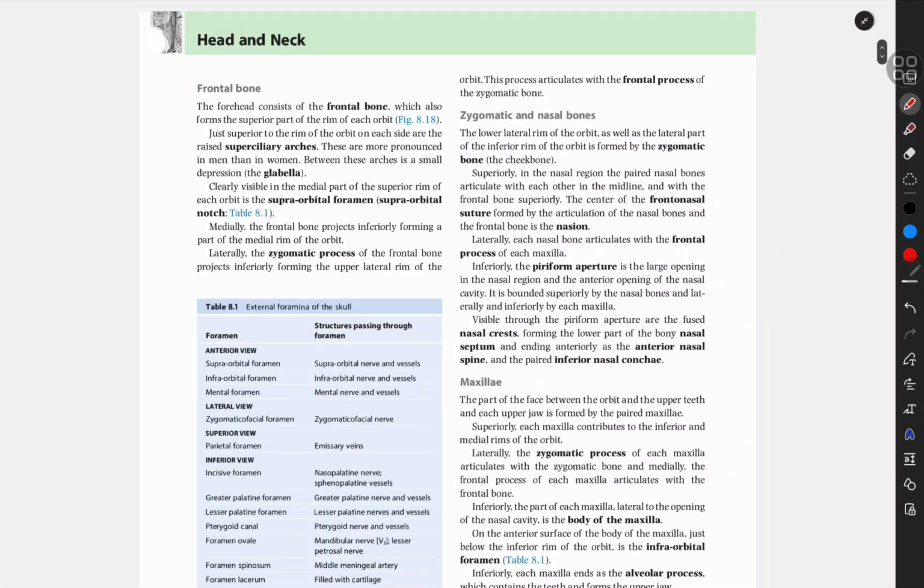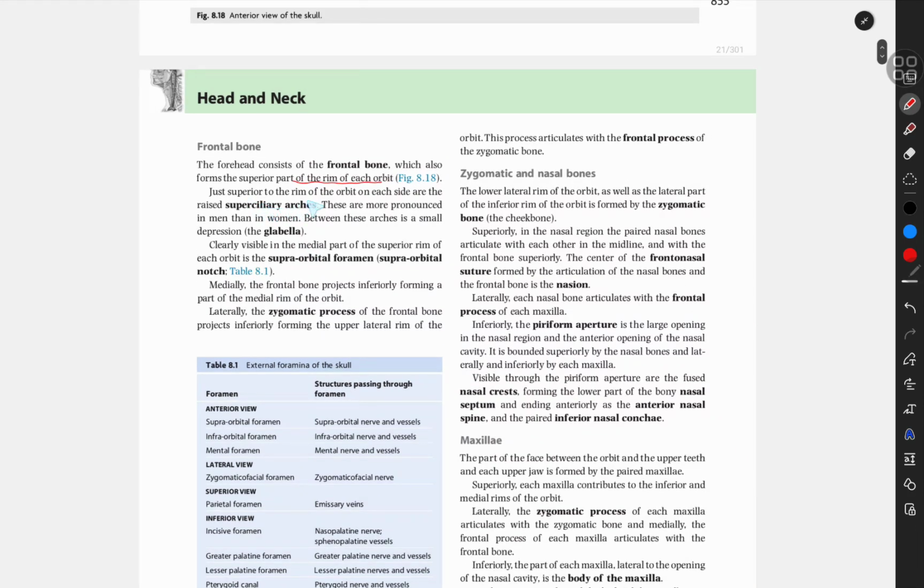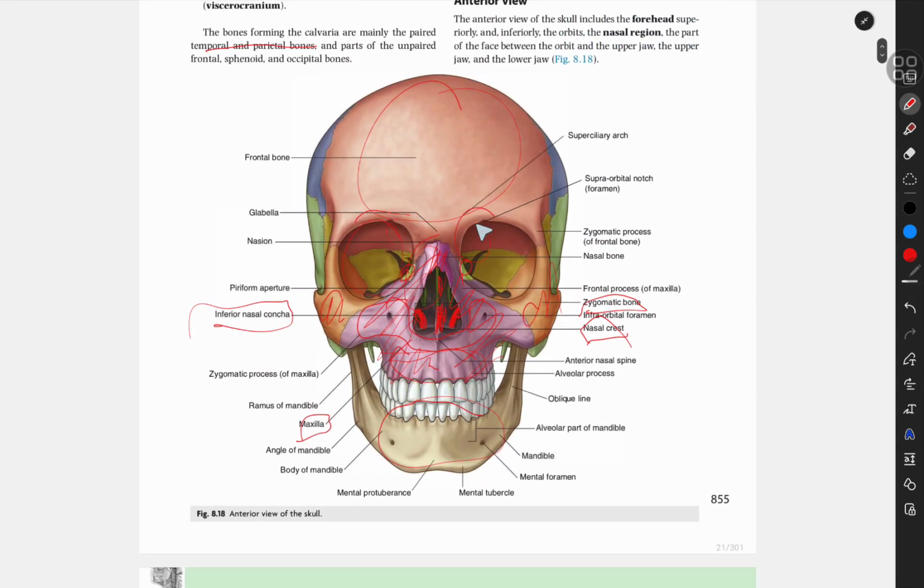Okay, frontal bone. The forehead consists of the frontal bone, which also forms the superior part of the rim of each orbit. Just superior to the rim of the orbit on each side are the raised superciliary arches.